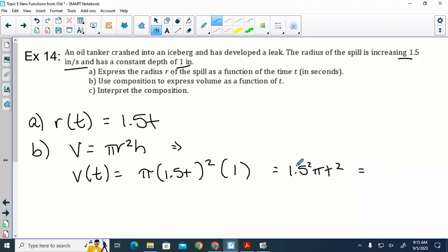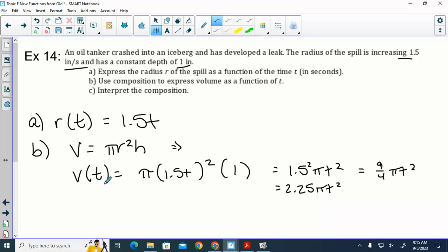1.5 is the same as 3 over 2, so you could say 9 over 4 pi t squared, as long as you have something equivalent. If you squared the 1.5, what would you get there? Yep, 2.25 pi t squared. So lots of ways you might have written that equation. It just has to work.